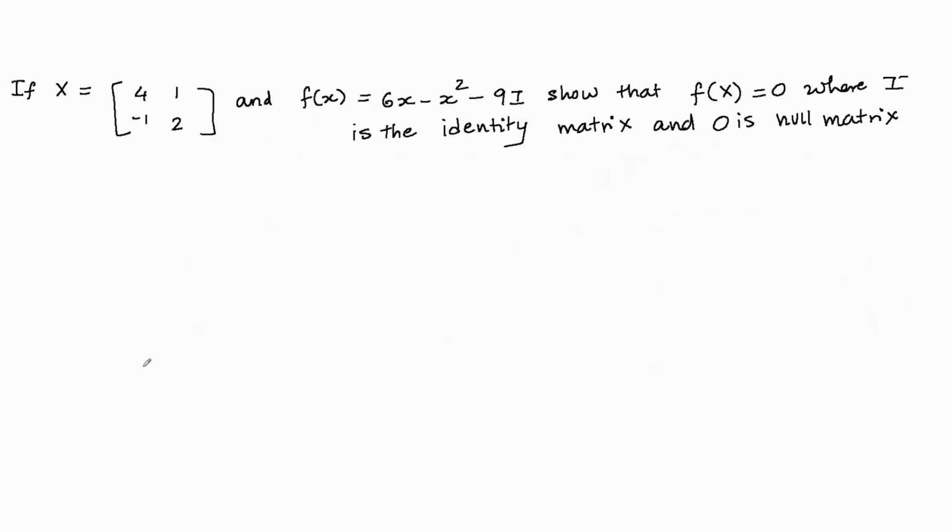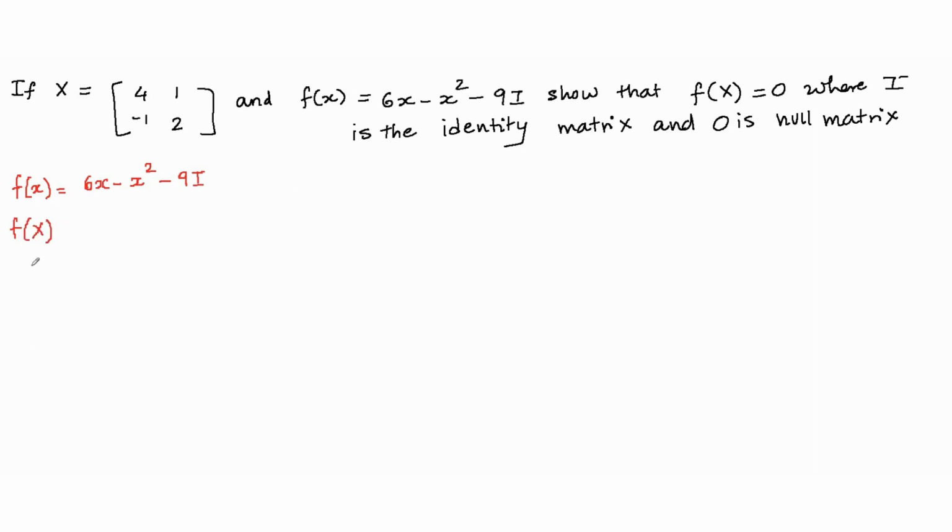So in this question, the matrix X is given and f of x is a polynomial which is also given. This is capital X, whereas this is small x. So it's given that f of small x, so let's write that down. It's given in this question that f of small x is equal to 6x minus x square minus 9I. I is the identity matrix. They're asking me to find f of capital X.